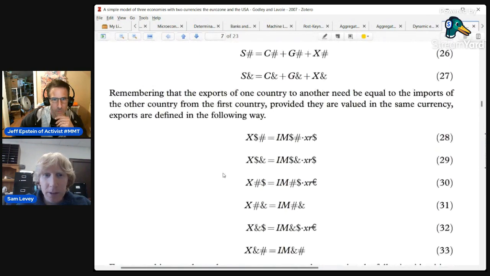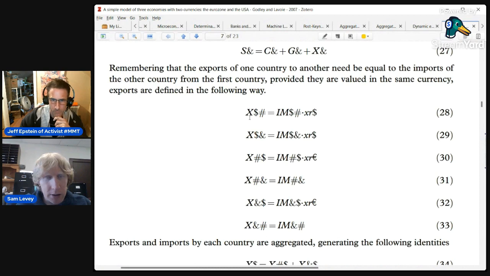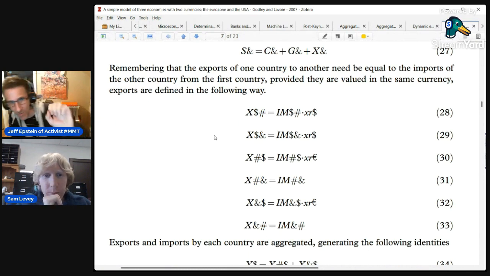All right. So you've got sales here, right? Yes. And then here, okay. You know what's going on here? Exports. Let me try. Exports of hashtag Euro country. No, from hashtag Euro country.